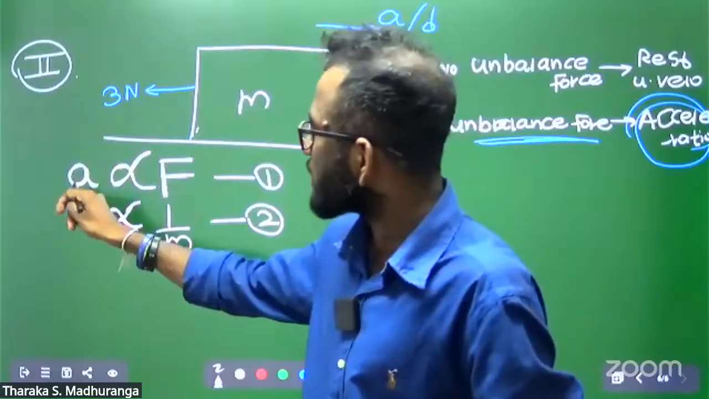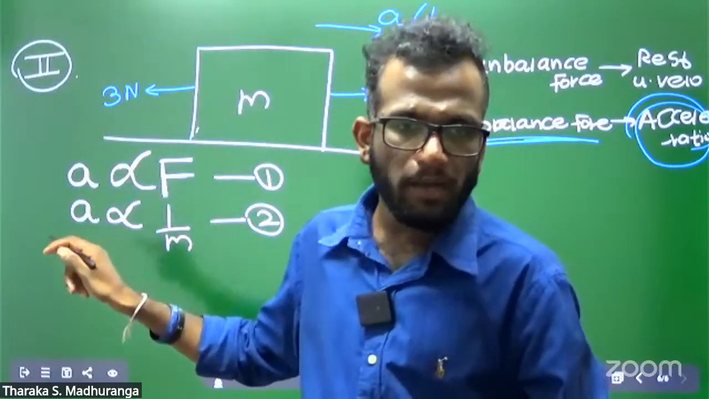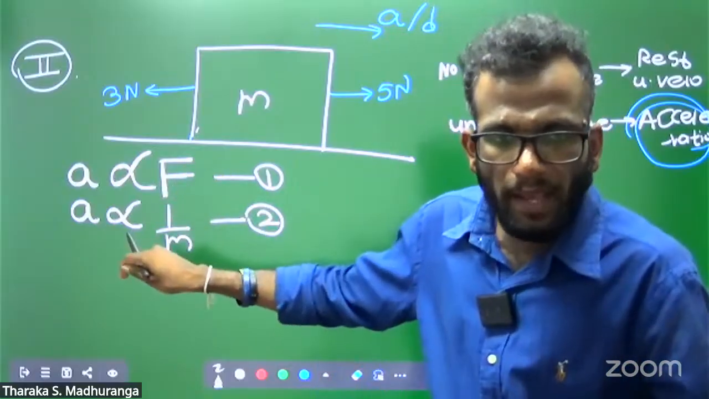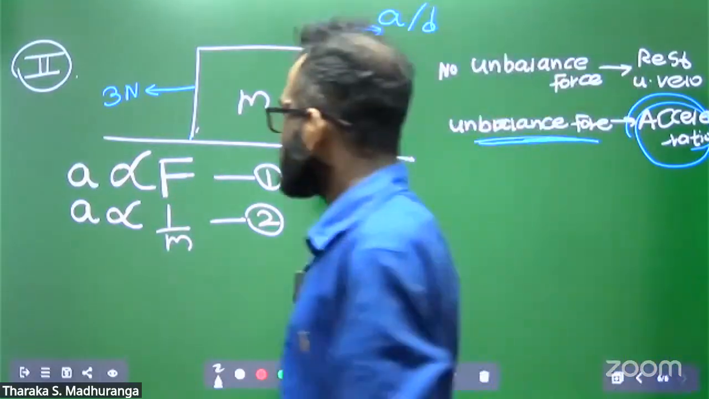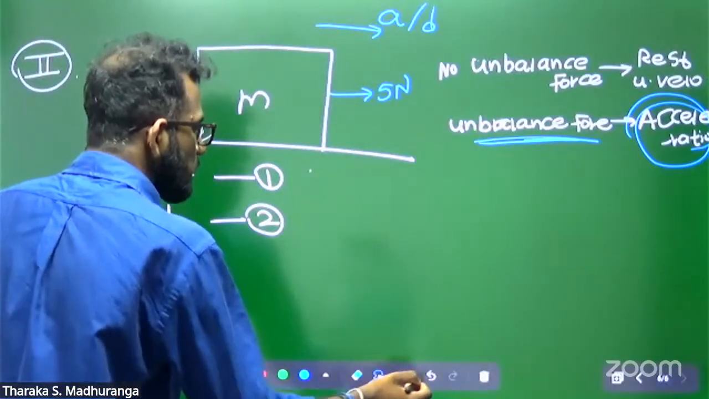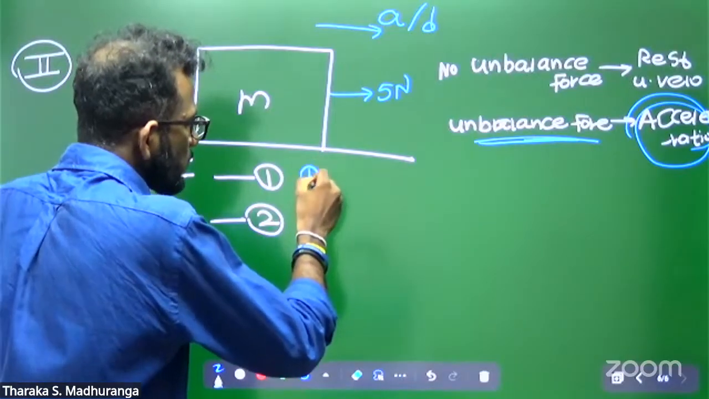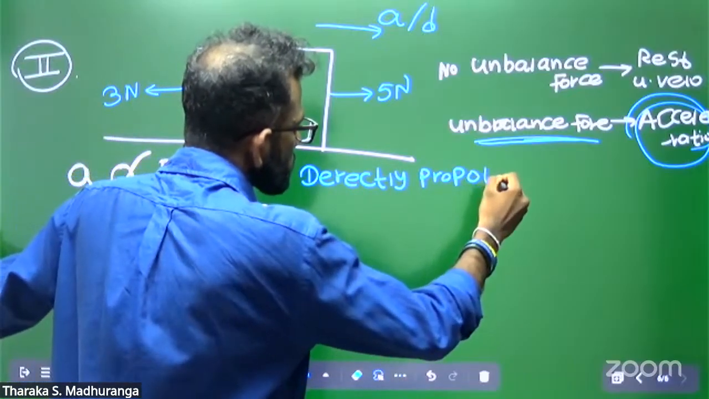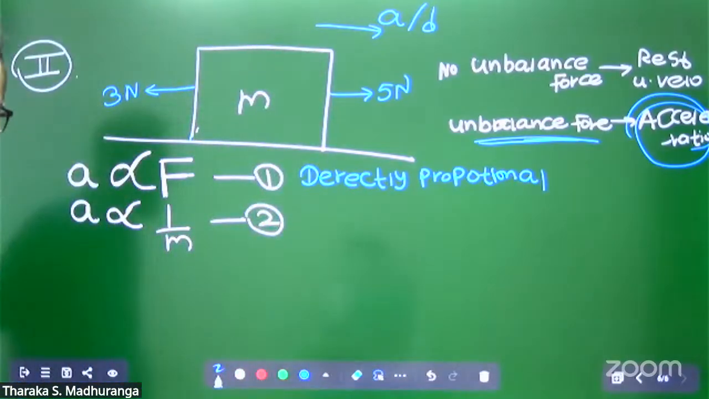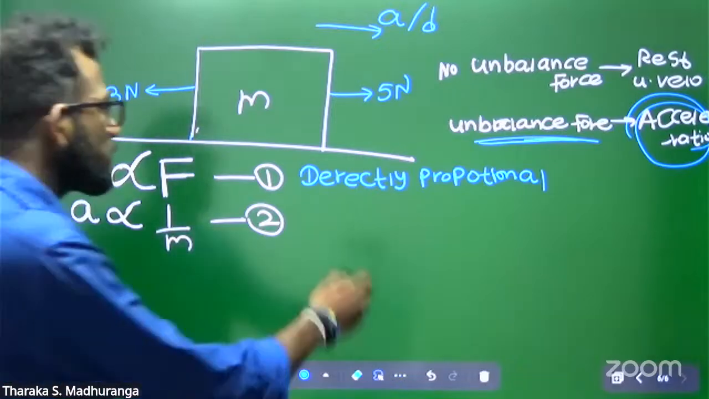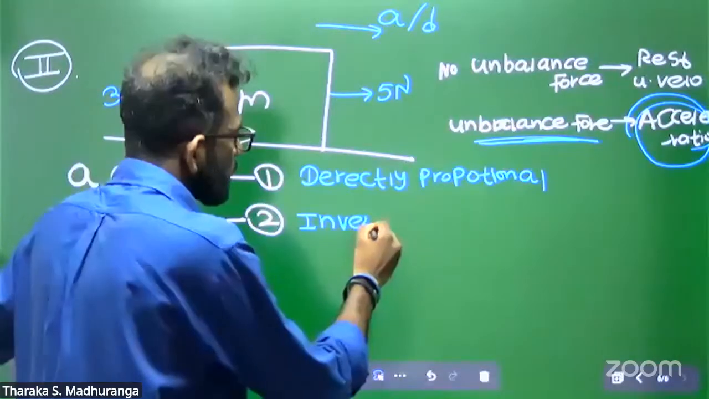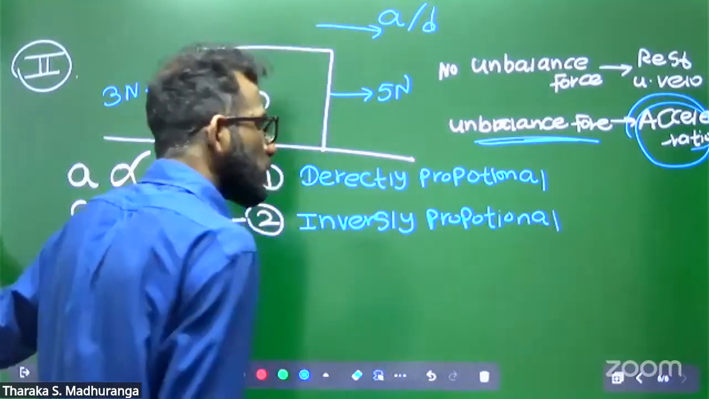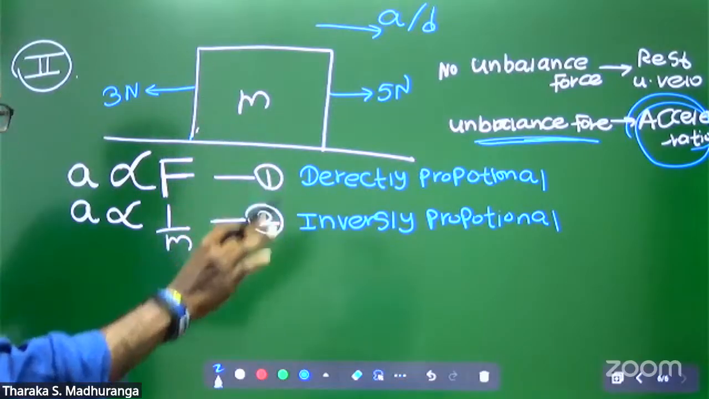Okay, the acceleration is directly proportional. This is the proportional mark. Proportional to F, that's directly proportional. We write it like this. Don't get complex, very simple. Directly proportional, and this one is inversely proportional: directly proportional and inversely proportional.